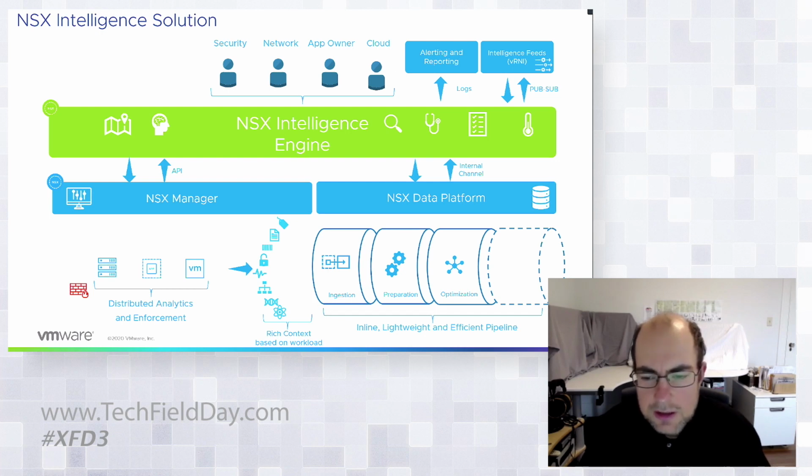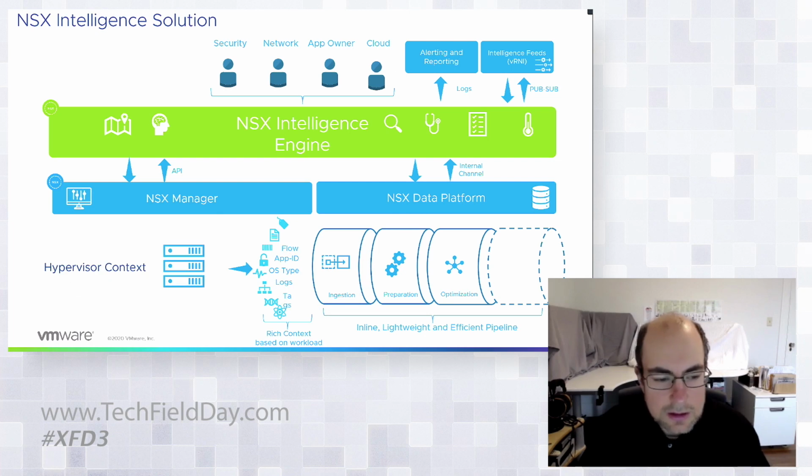But basically what this does is it gives us a data platform to build up a historical data repository of all of that context, the flow and guest information in your environment. And it allows us to store up to 30 days of data upon which we can run our analytics. So this is built on a streaming architecture where every hypervisor or transport node streams information to the NSX Intelligence data platform.